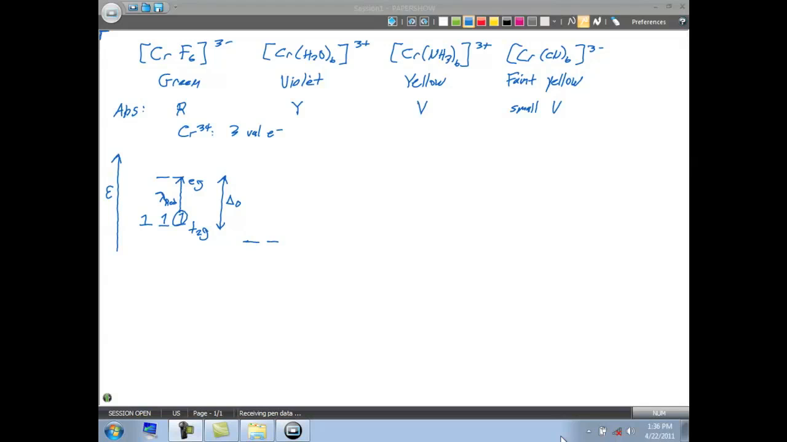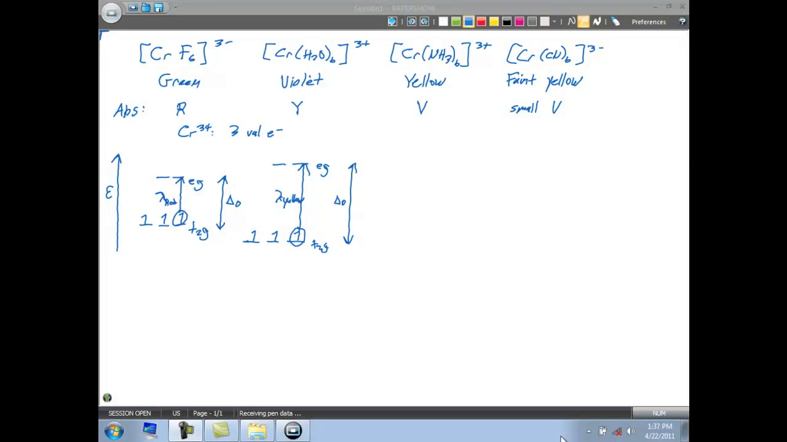That tells us something about the relative splitting or the magnitude of the splitting in these particular orbitals. So if I have our t2g and eg set of orbitals for the water complex, if we're comparing it to the fluoride complex, we're going to put 3 electrons down here, and our absorption energy has a wavelength of yellow radiation. That also means that this delta O right here is going to be greater for the water complex than it would be for the fluoride complex.